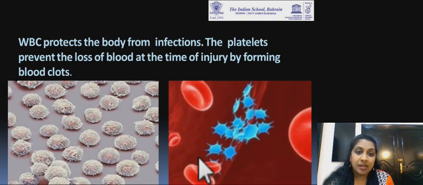Next is about the white blood cells or WBC. It protects the body from infections. It fights against the disease-causing germs.